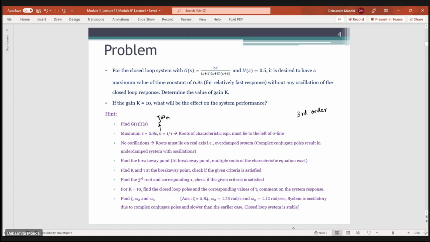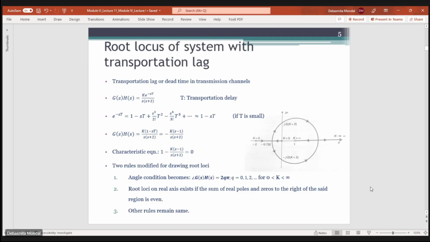If it is underdamped, then what will be the value of the corresponding zeta, omega, and omega d? These things you have to find out. I have already written the process of solving the problem, I have just not done it mathematically. So you can try solving this later on at your home. Okay, then we will talk.